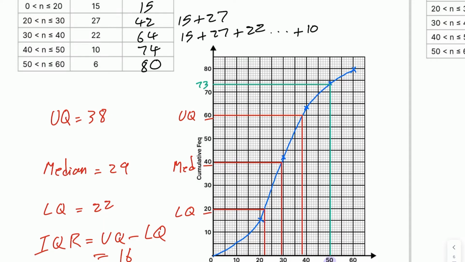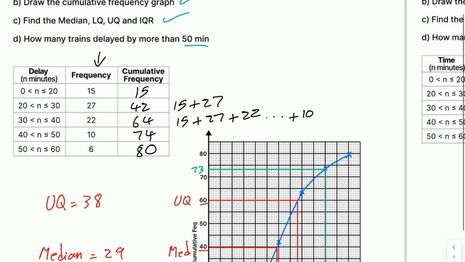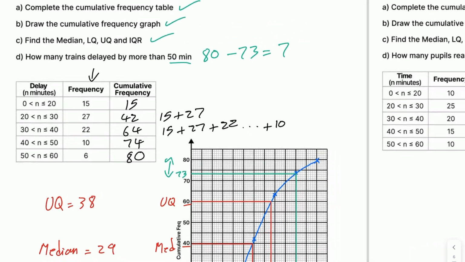Okay, so that is going to be, well, how many trains are there altogether? There's 80 trains. And we know 73 is what we read off the graph. So it's this bit here. These were the trains that were delayed. That's in this bit here. So 80 take away 73 gives us 7. And that's how many trains were delayed by more than 50 minutes.